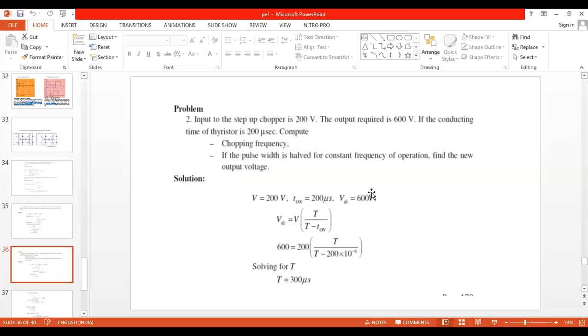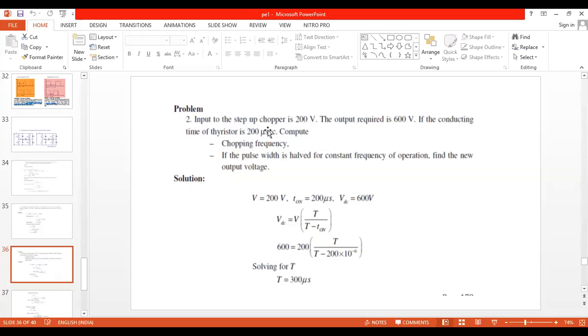Okay, be ready. So for the second problem, if you see, the input voltage to the step up chopper. They already mentioned step up chopper. So what is the formula for the step up chopper? Anyone tell me? V naught equals Vi, that is the input voltage, into 1 by 1 minus del.